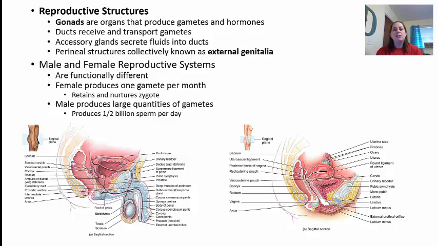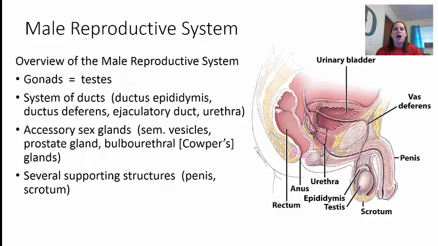The male reproductive system is going to produce large quantities of gametes, about 500 million sperm per day. So it's going to be producing a very large amount of gametes, but that's its main role, is to produce those gametes. It's not going to nourish or retain the new individual that has formed due to the fusion of the egg and the sperm that's found with the female. All right, so we're going to start with the male reproductive system first.